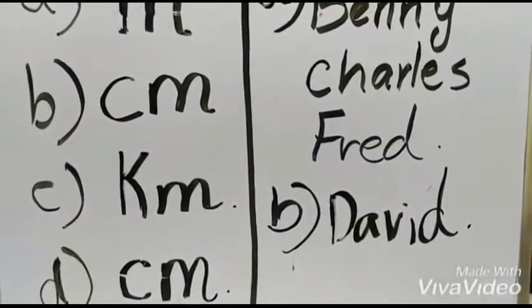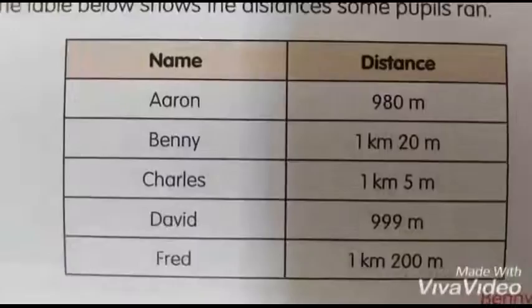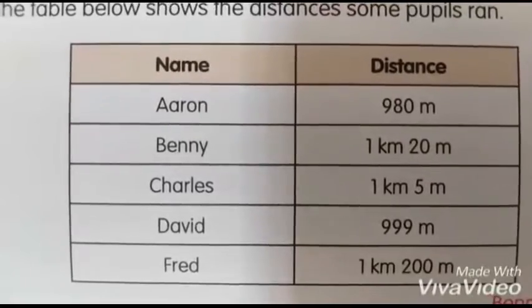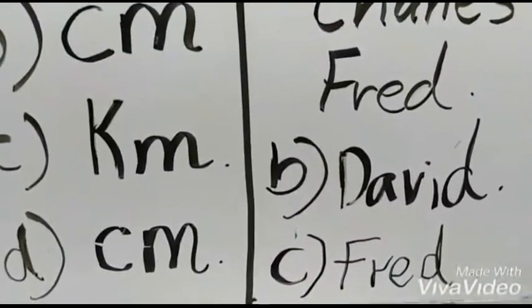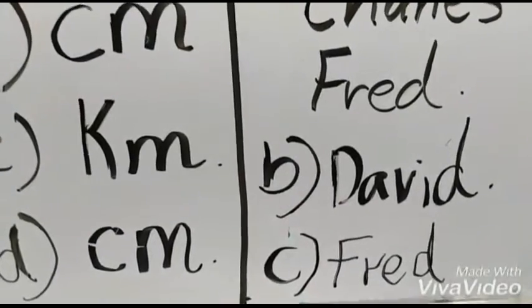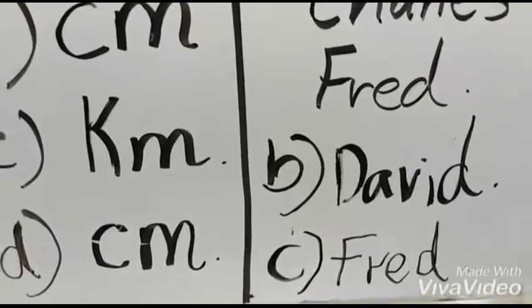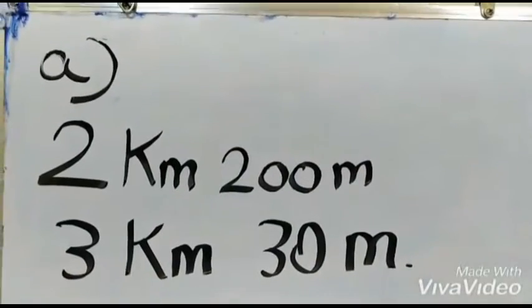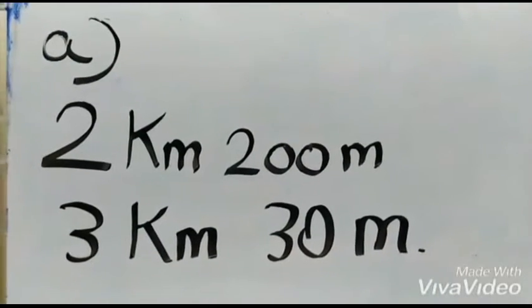In the last question, you have to tell who ran the furthest. The one who ran the furthest is the one who has the greatest distance. So the answer for C is Fred, because he ran 1 kilometer and 200 meters, and this is the greatest distance. In question number 3, you have to color the side that shows the smaller length.